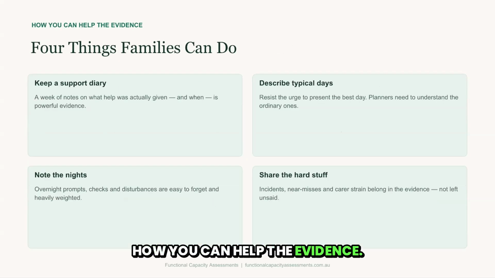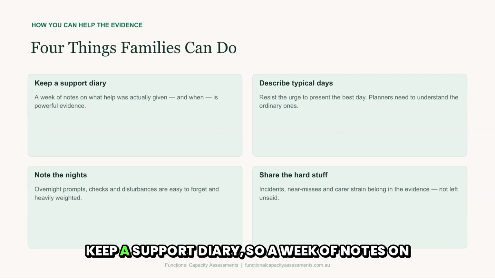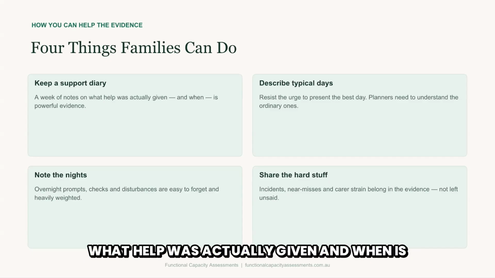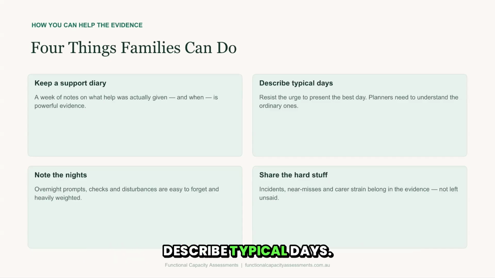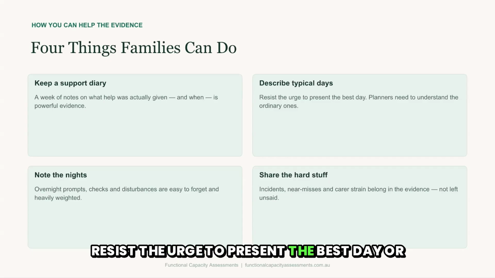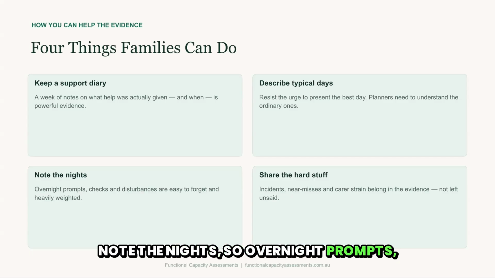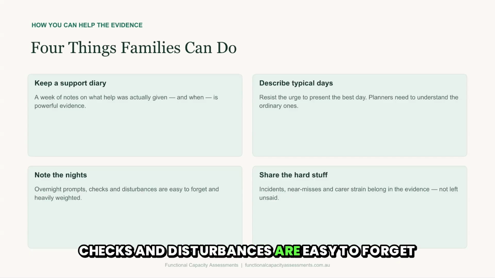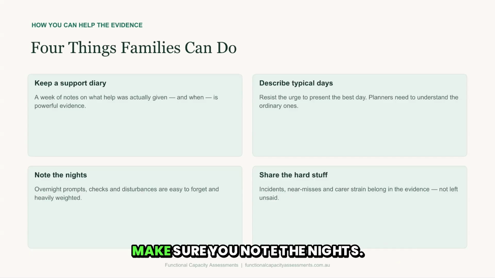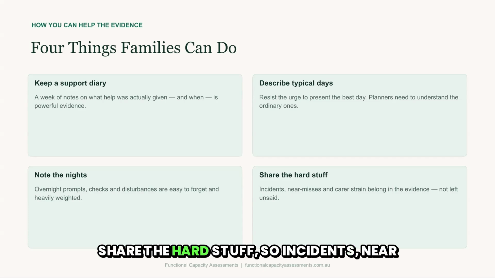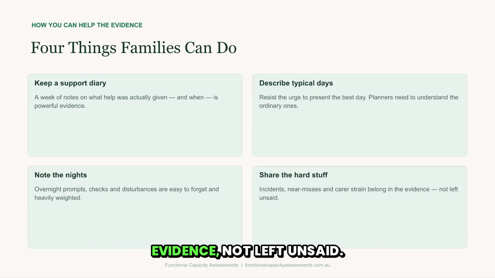How you can help the evidence. So 4 things families can do. Keep a support diary. So a week of notes on what help was actually given and when is powerful evidence. Describe typical days. Resist the urge to present the best day or the worst day. Planners need to understand the ordinary ones. Note the nights. So overnight prompts, checks and disturbances are easy to forget and heavily weighted. Make sure you note the nights. Share the hard stuff. So incidents, near misses and carer strain belong in the evidence, not left unsaid.